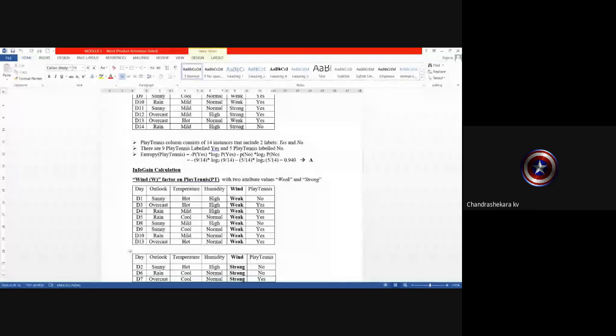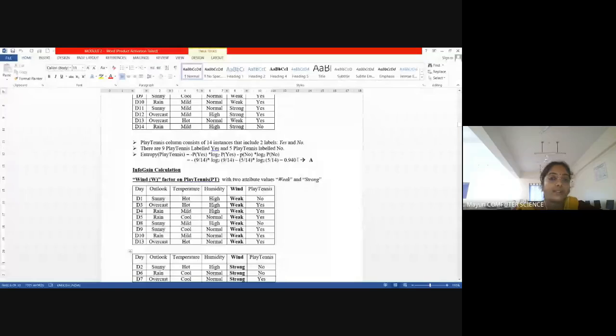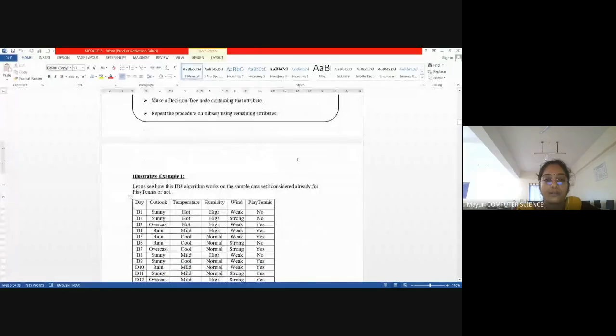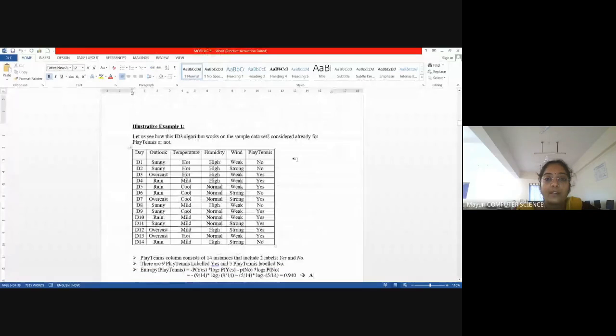No, ma'am. Okay. So have you understood how this 0.940 has occurred? Which is the entropy of the total samples, which will be useful for us in calculating the info gain of every attribute. Now, I am calculating the info gain of wind. I have to calculate info gain of wind, humidity, temperature, and outlook. Whichever comes higher, that will be root node.